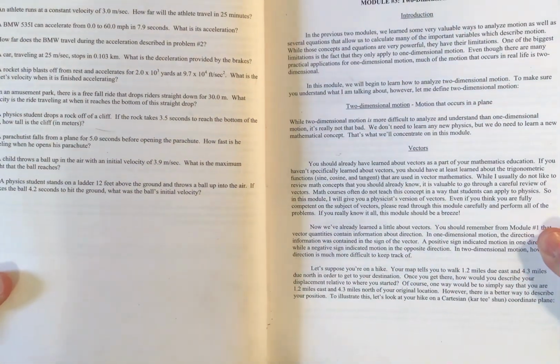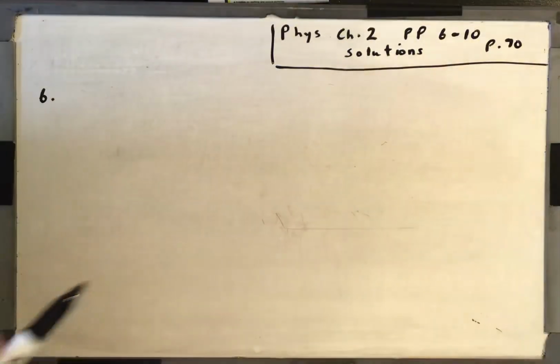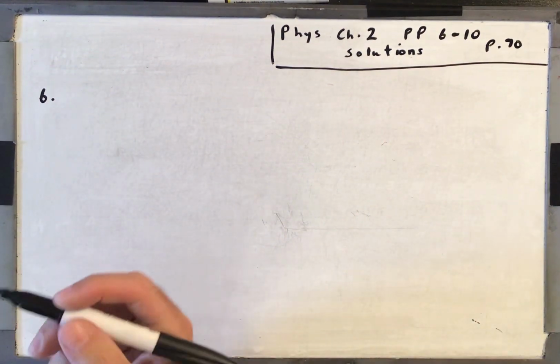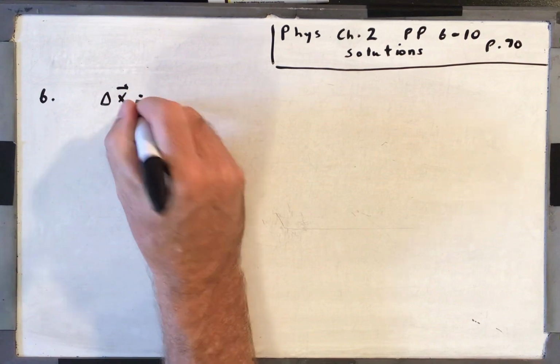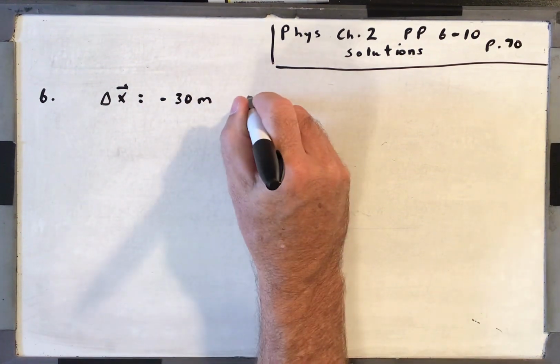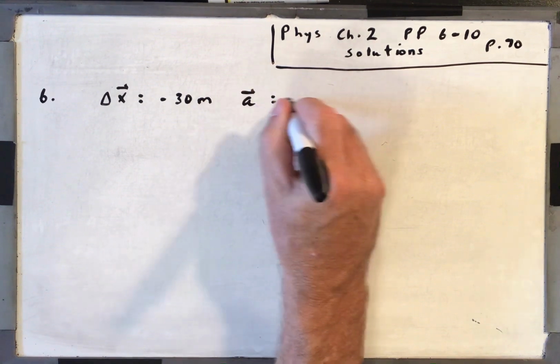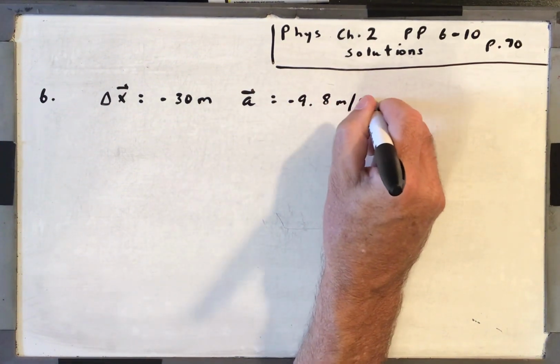Our first one, number 6, says, in an amusement park, there's a free fall ride that drops riders straight down for 30 meters. What velocity is the ride traveling when it reaches the bottom of this straight drop? All right, let's write down what we know. We know delta x is going to be negative 30 meters. We know it's free fall, so acceleration is negative 9.8 meters per second squared.